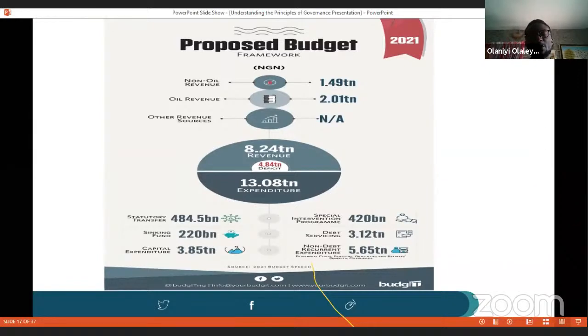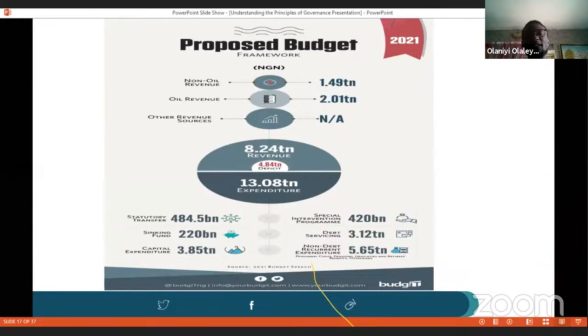Money that was budgeted for capital expenditure is 3.85 trillion. Please go to my right and see debt servicing, 3.1 trillion. Debt servicing means the money that the government has borrowed, they have to be paying it back small by small every year. So in 2021, the money they've set aside to pay back the loans is 3.1 trillion.